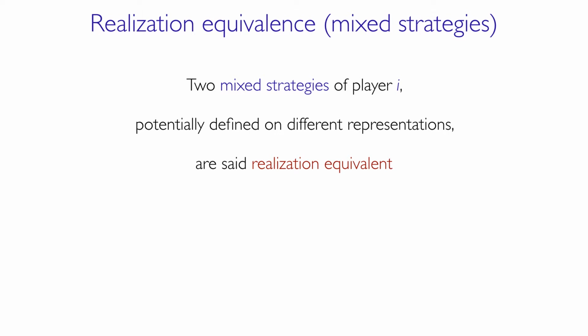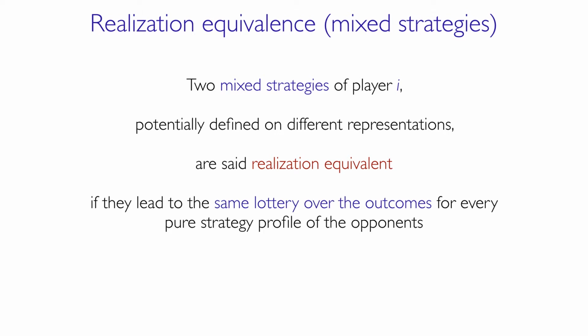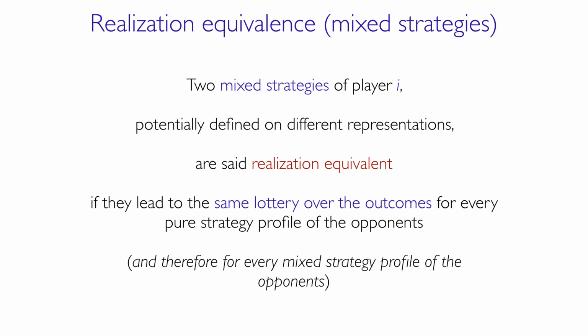These two strategies are said to be realization equivalent if they lead to the same lottery over the outcomes for every pure strategy profile of the opponents. More precisely, when changing the strategy profile of the opponents of player i, the lottery over the outcomes induced by the first strategy changes, as well as the lottery induced by the second strategy. But these two lotteries are always the same. Since the lotteries are the same for every pure strategy profile of the opponents, they are the same also for every mixed strategy of the opponents.